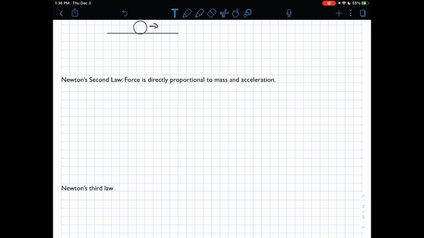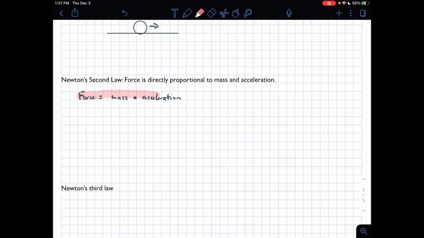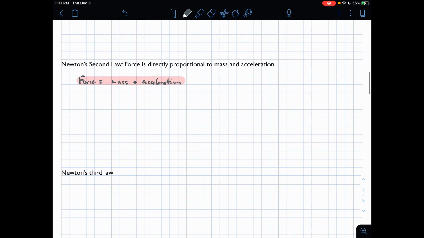pushed it at. So Newton's second law of motion states that the force of an object is directly proportional to the mass and the acceleration. This is just fancy for saying force is equal to mass times acceleration. And this formula here, F equals ma, is what we will be using for the majority of this unit on forces. So let's do an example here.